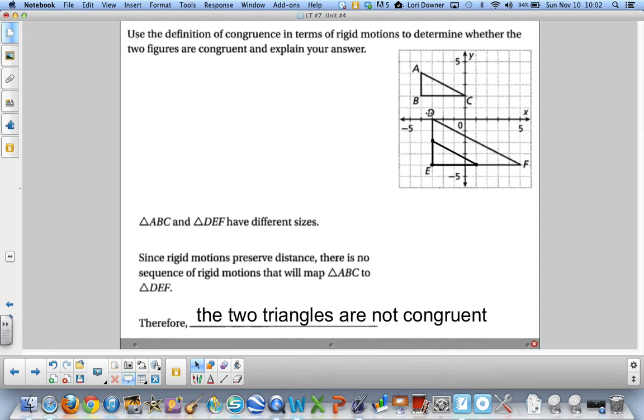And because they're not congruent, we're not going to write a sequence of transformations. We just put that we did not preserve the rigid motion. There was no rigid motion, and so therefore the triangles are not congruent.